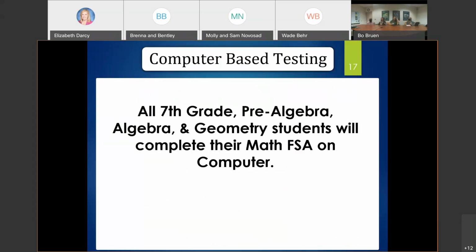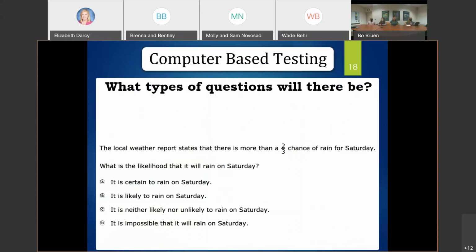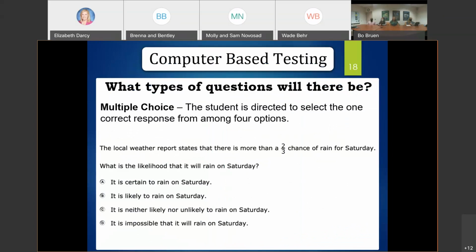Hello. So for computer-based testing, all 7th grade pre-algebra, algebra, and geometry students will complete their Math FSA on computers. We're going to go over the different types of questions they'll see on all of these different types of tests. The first type of question is multiple choice, where they just have to select one correct answer.